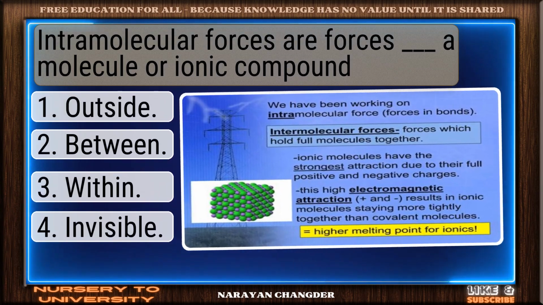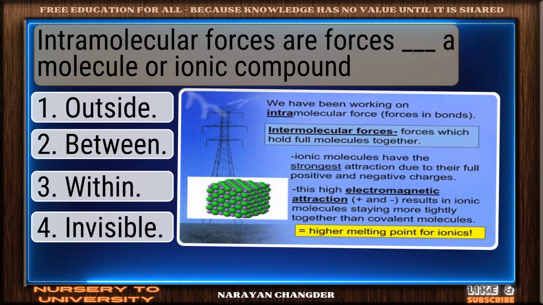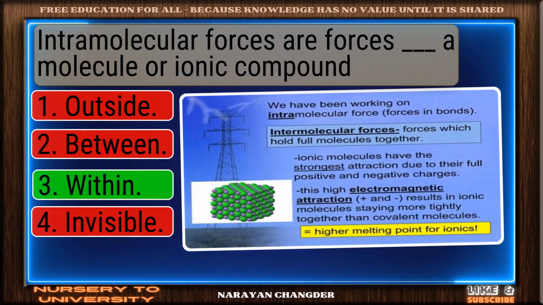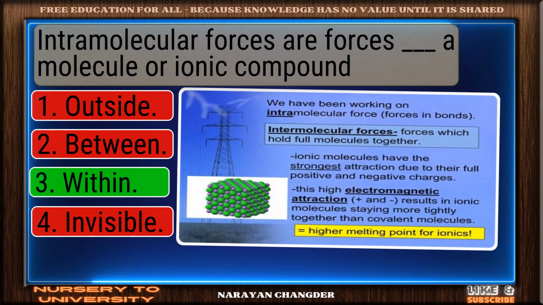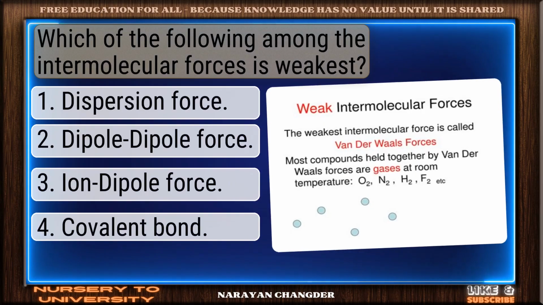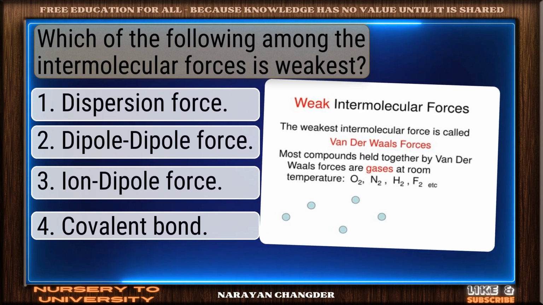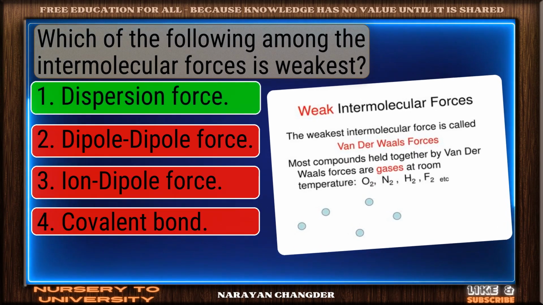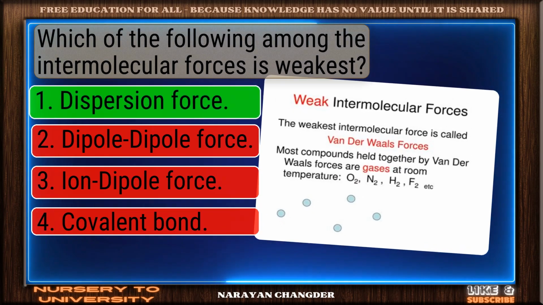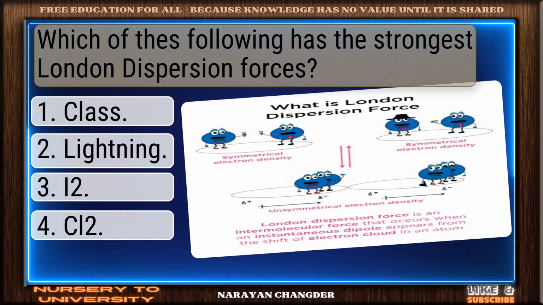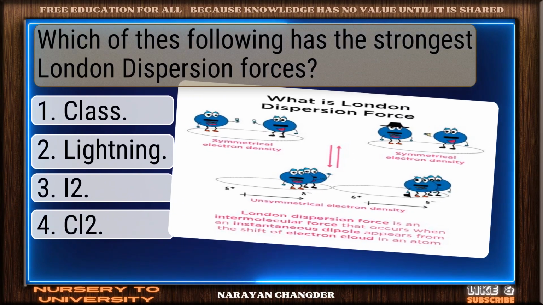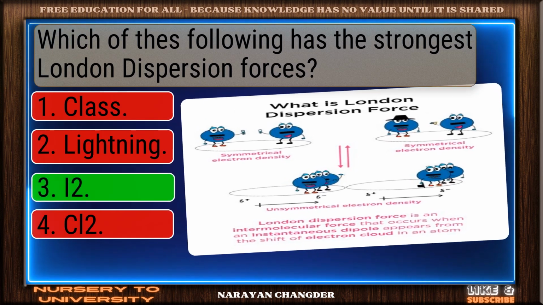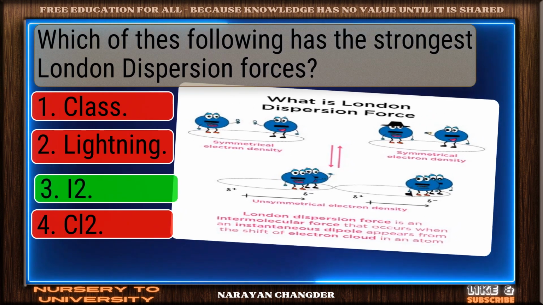Intramolecular forces are forces dash a molecule or ionic compound. You're right. Within is the correct answer. Which of the following among the intermolecular forces is weakest? Good thinking. Dispersion force is the right answer. Which of these following has the strongest London dispersion forces? Exactly. I2 makes sense and it is right choice.